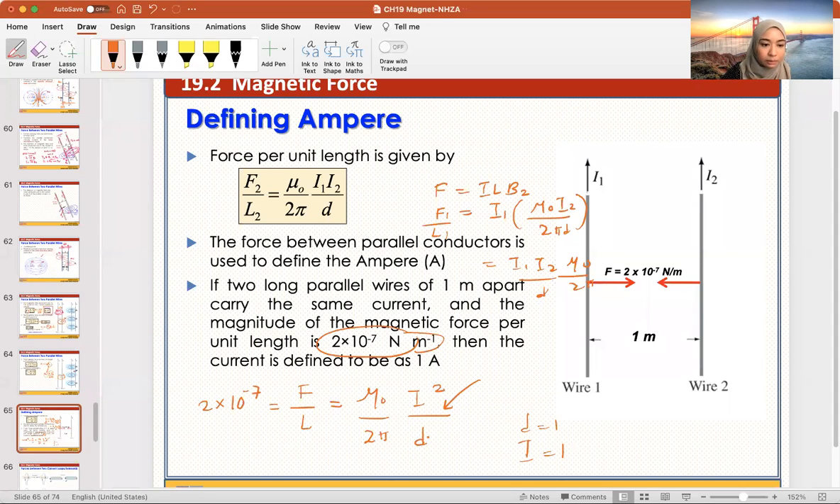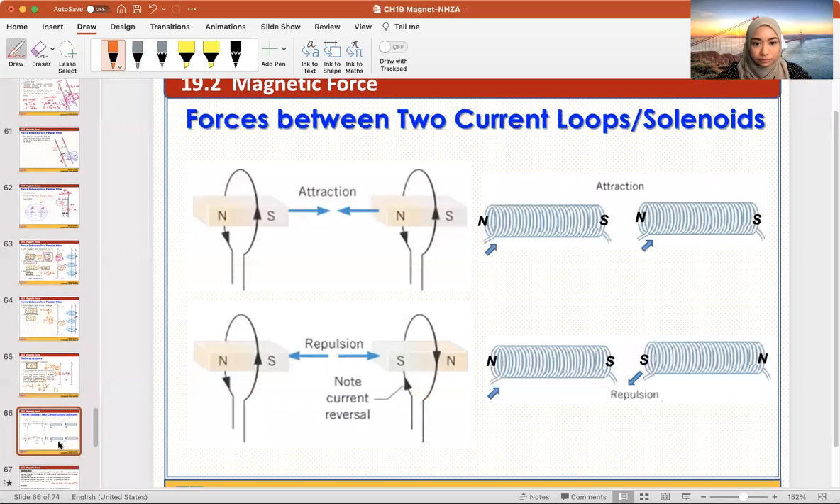So okay, again, I'm going to repeat myself. If F over L is equal to 2 times 10 to the minus 7, and our D is equal to 1, then our I, the current flowing in the wire, is equal to 1 ampere. It's just that. So the equation equals 2 times 10 to the minus 7, D equals 1, I equals 1. Okay, I think that is quite simplified.